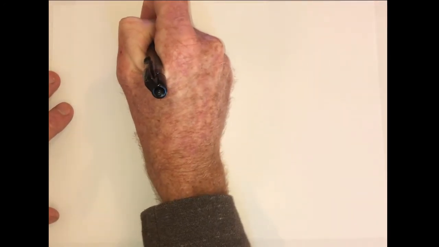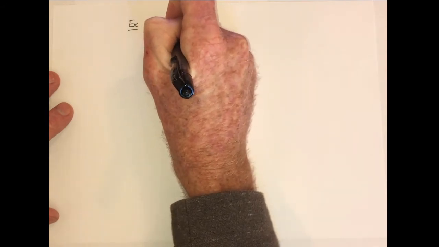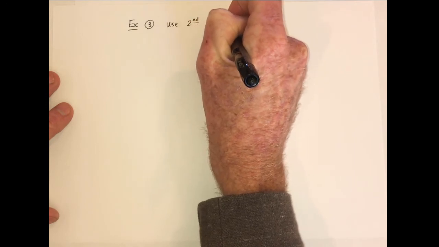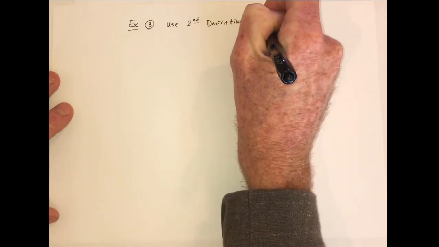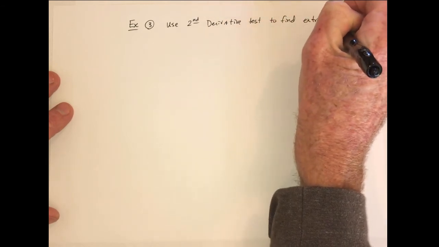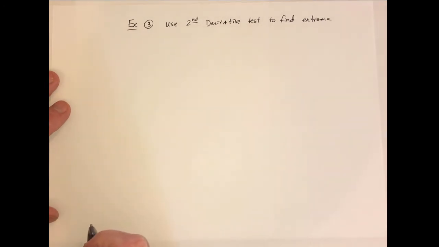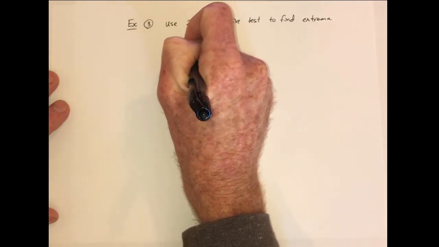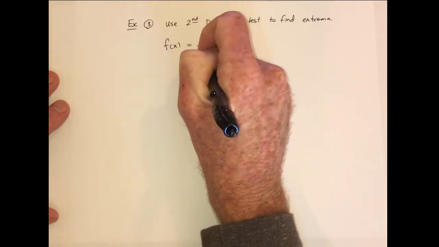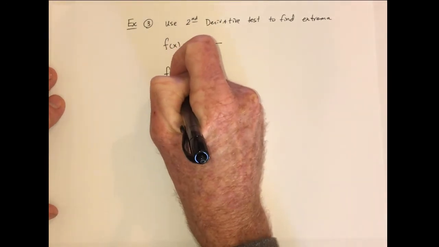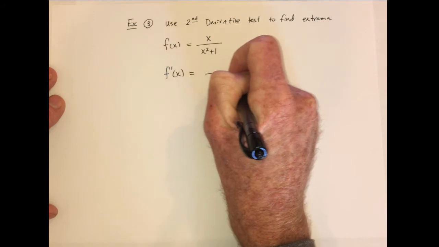So for example, number 3, use the second derivative test to find minimums and maximums. And this function is going to be x over x squared plus 1. Well, the first thing we need to do is take the derivative, the first derivative, which means that we get to use the quotient rule.